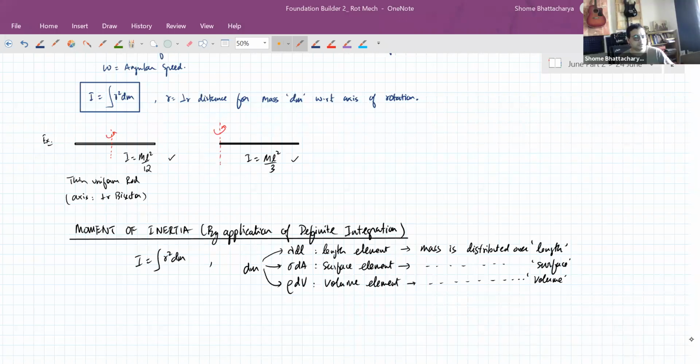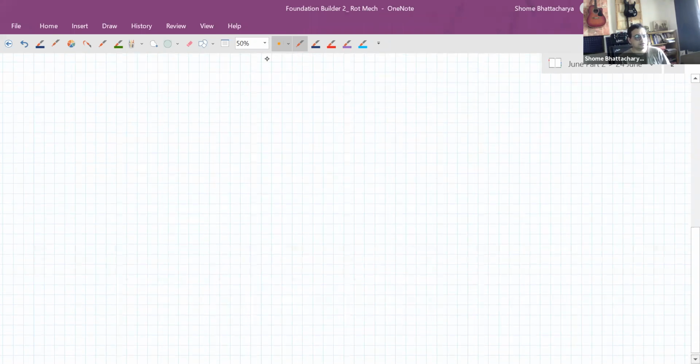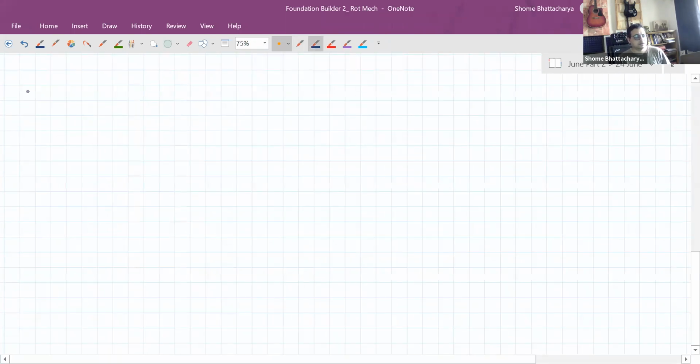Let's look at the next example of moment of inertia. So next, again, another standard formula we will derive. Moment of inertia, MI for short, for a thin uniform ring.